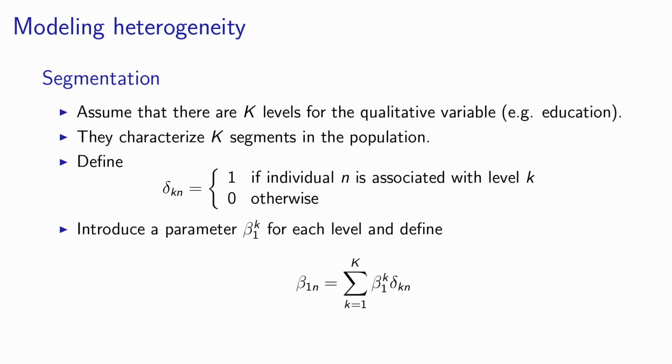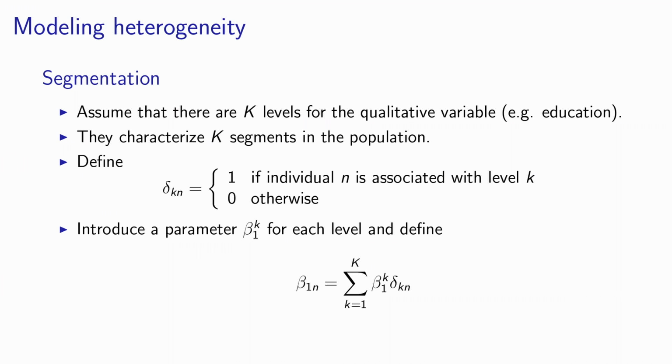And what is important is that for each individual, we need to identify which segment they belong to. So segmentation is a partition of the population. Each individual should belong to exactly one segment. Based on this segmentation, we can now define binary variables that I denote here by delta kn, which is equal to 1 if individual n belongs to segment k, and 0 otherwise.